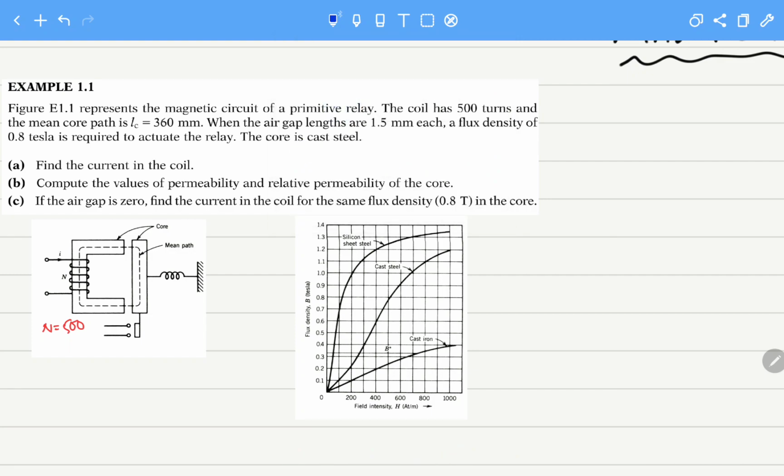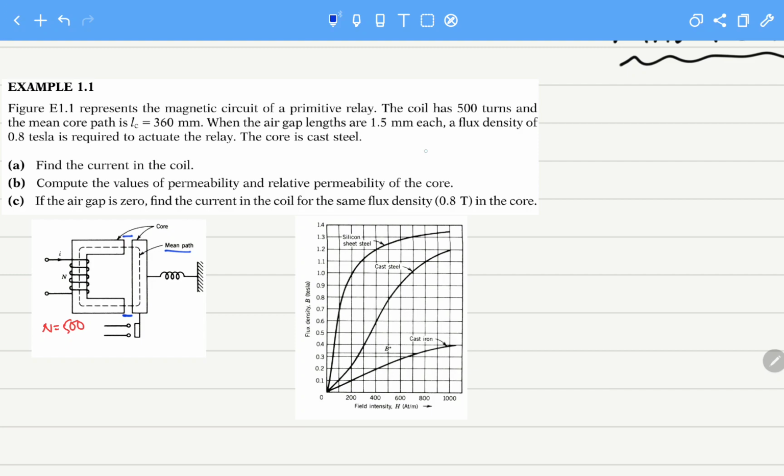So the coil has 500 turns. We have N equals 500. Mean core path length is 360 millimeter. This is the mean path length, the complete length. And the air gaps we are assuming are very small. It is 1.5 millimeter each.